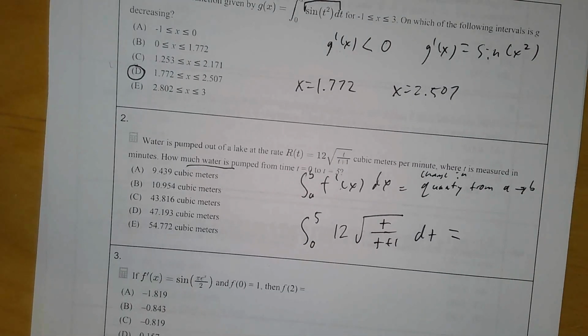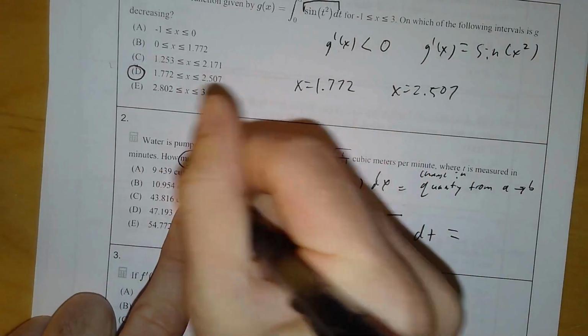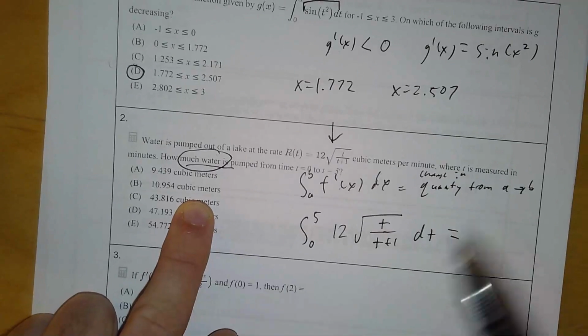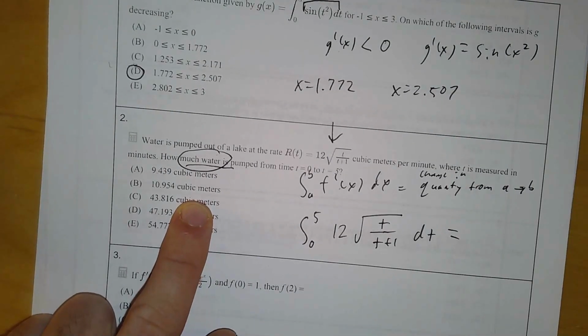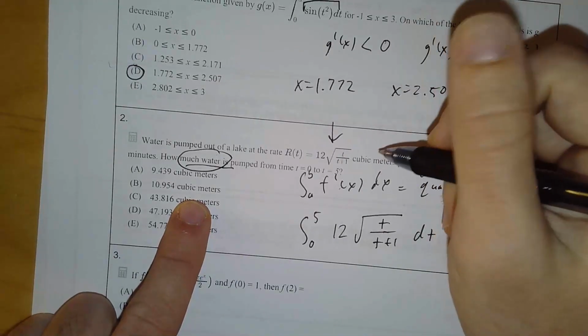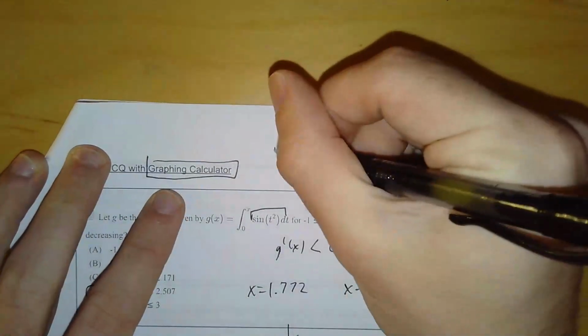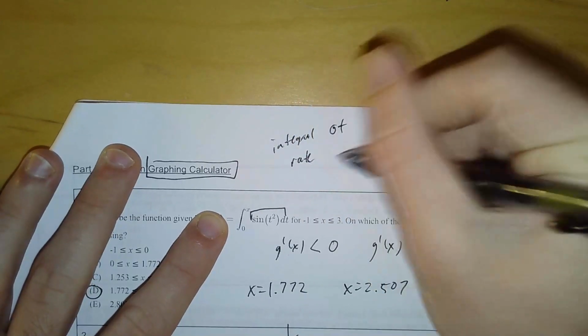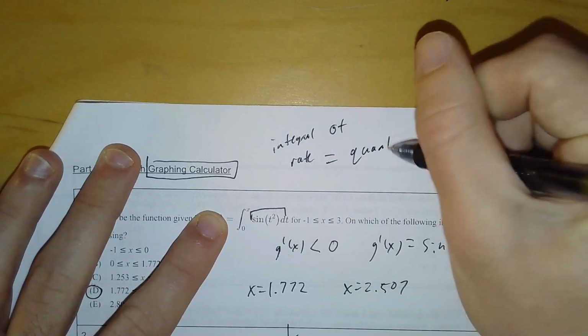So a key thing here: if you're asked about a quantity, how much water, and you're given a rate, you're going to take the integral of that rate to get the quantity. I think that's such an important thing to know. The integral of a rate will get me a quantity, right? That's key.